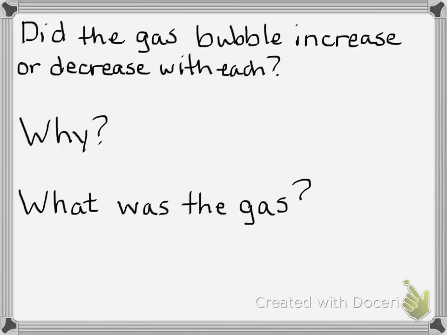Okay, so I think I answered this question. Did the gas bubble increase or decrease with each? I think it increased in all three of them. Does our data support that? Did we get more gas production in all three tubes? What was the purpose of tube number 4, which did not have sugar? Negative control. Why did the yeast use sugar?